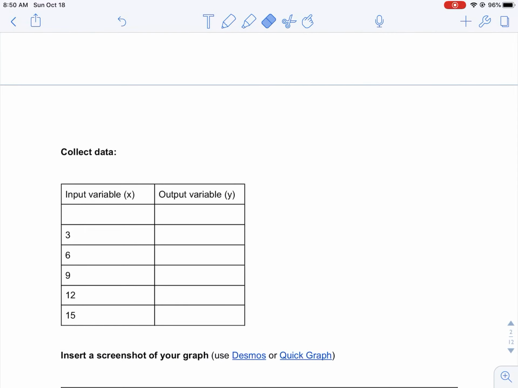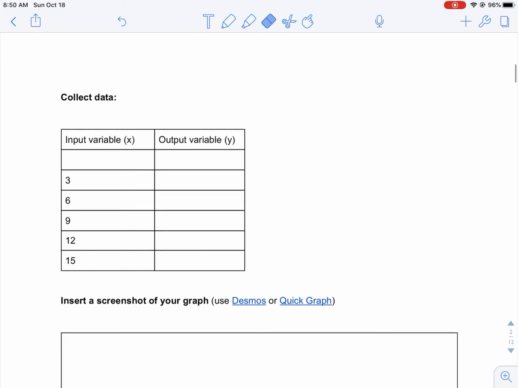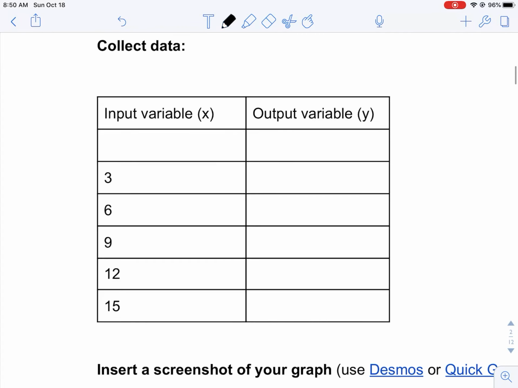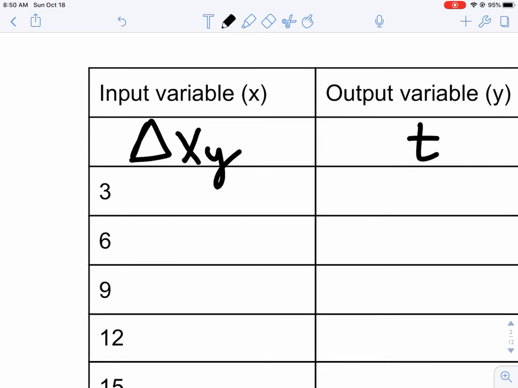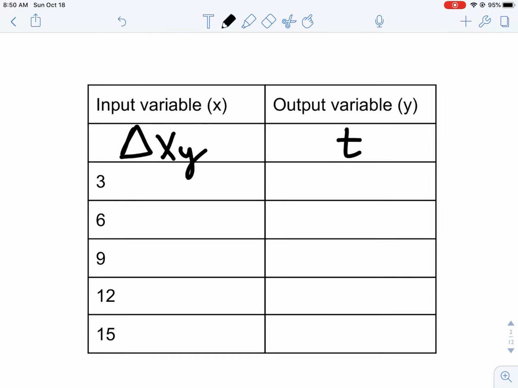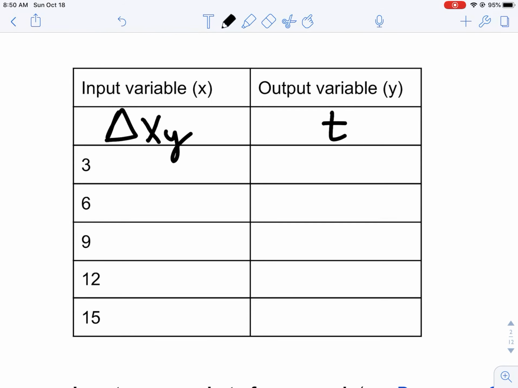Okay, so now we're going to fill out this table right here. We are investigating how changing the launch height, which is the vertical displacement, is going to affect time. I've set up the table already, 3, 6, 9, 12, 15, because that's going to help answer some questions later on in the lab.